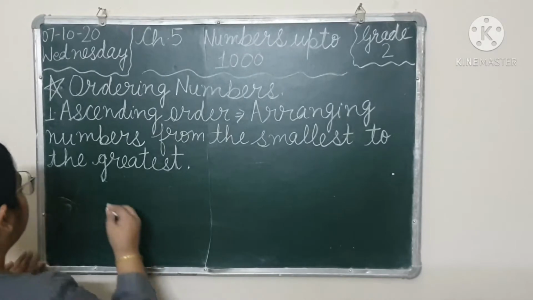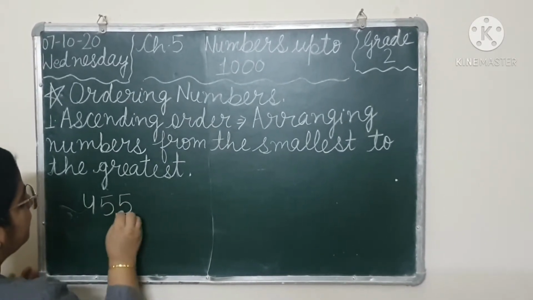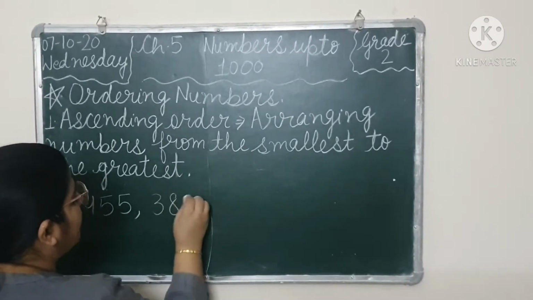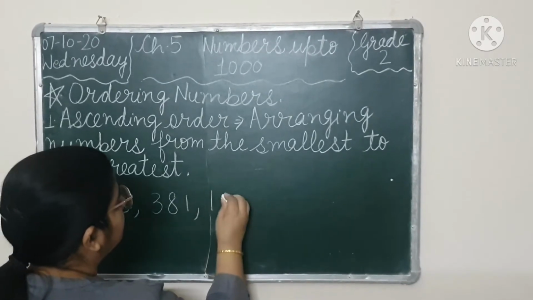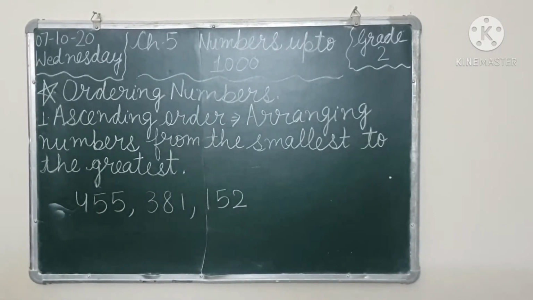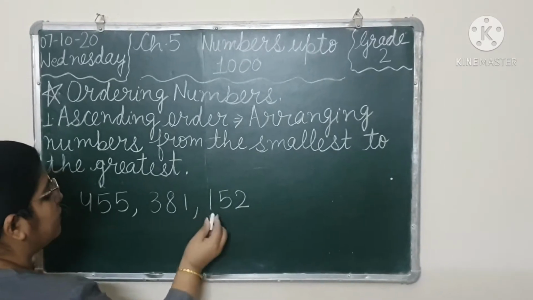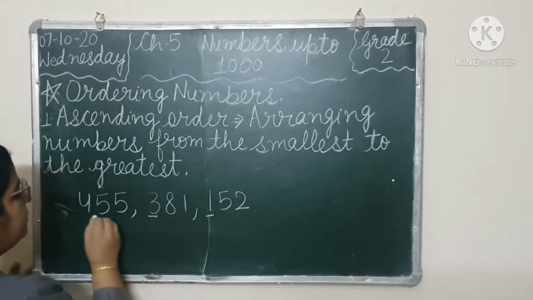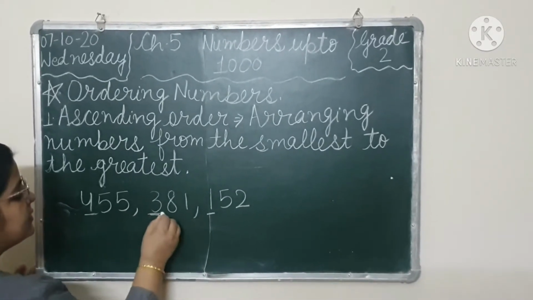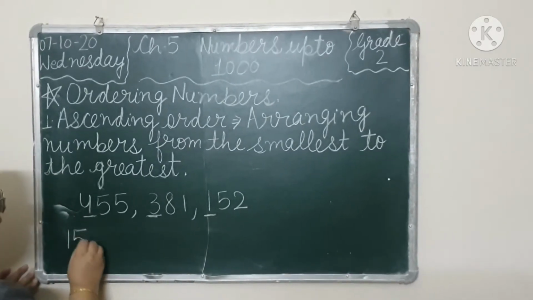Now we take other numbers: 455, 381, 152. So we have 3 numbers again. Which is the smallest number? Firstly we see the 100 place value. This is the 4, this is the 3 and this is the 1. So the smallest number is 152.